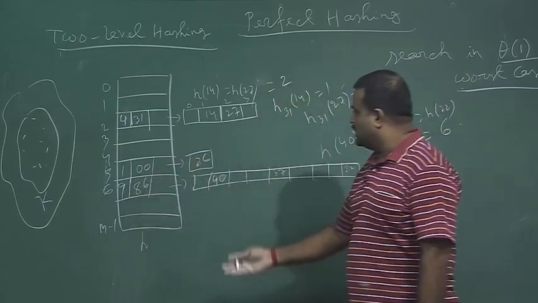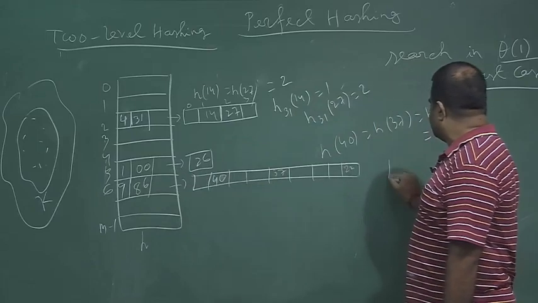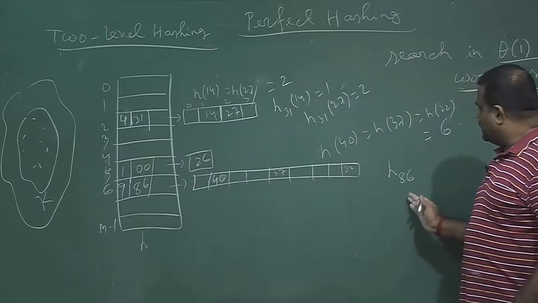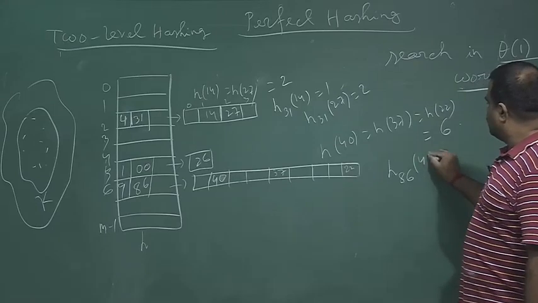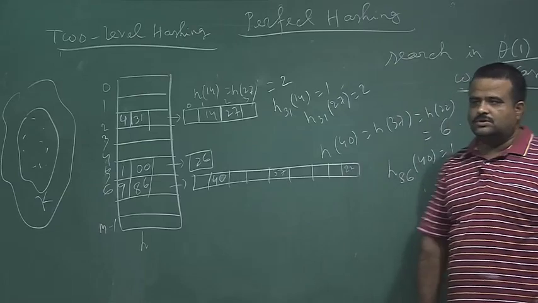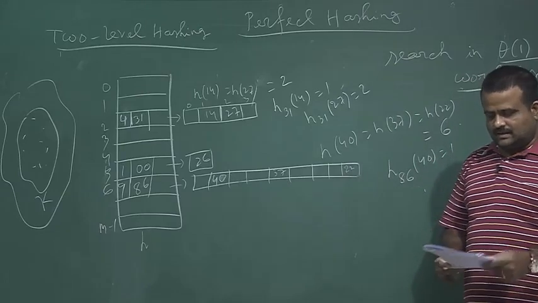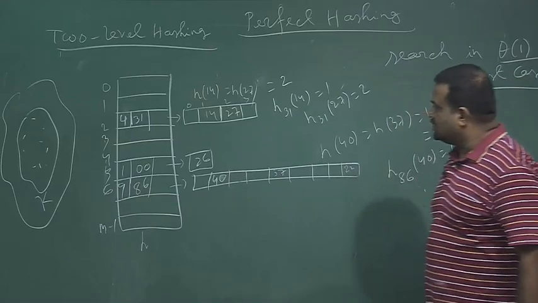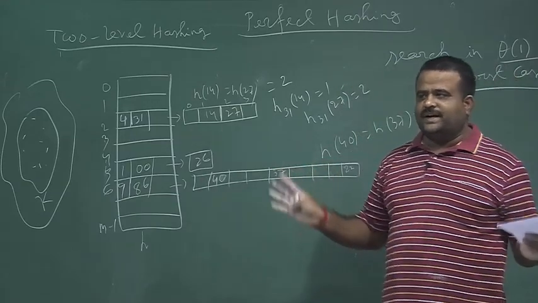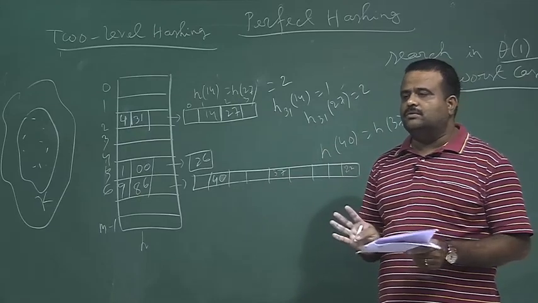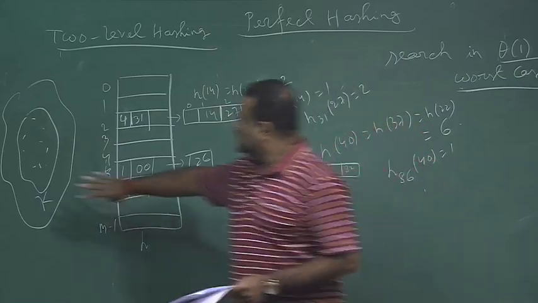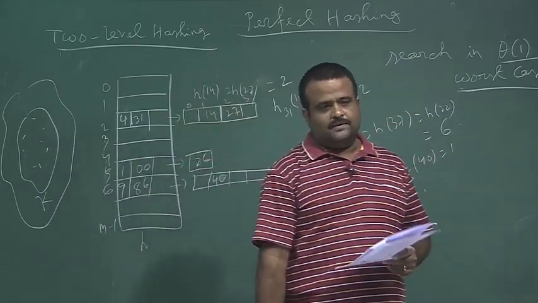Then we have to choose a hash function for the second level, so h of 86, and for this 41 we have 1, like this. So, this is the second-level hashing. This way we arrange it, and this is a static arrangement. We are not allowing anybody to join the set or anybody to delete.